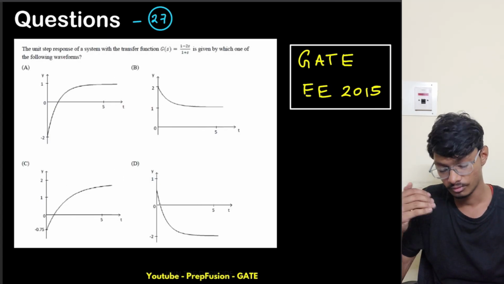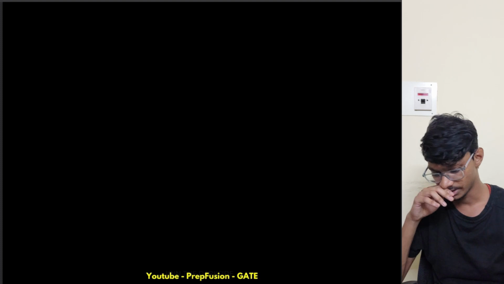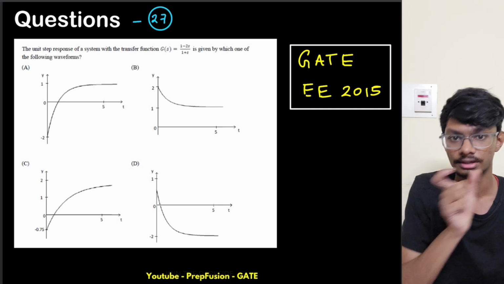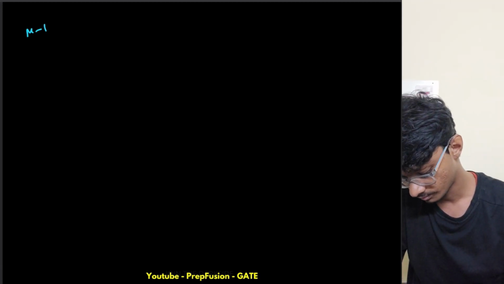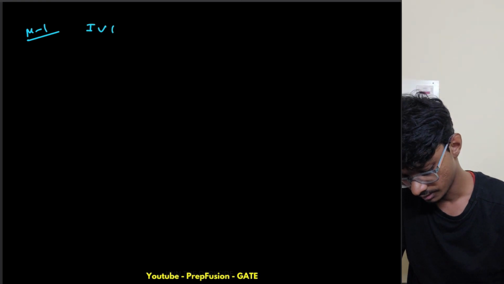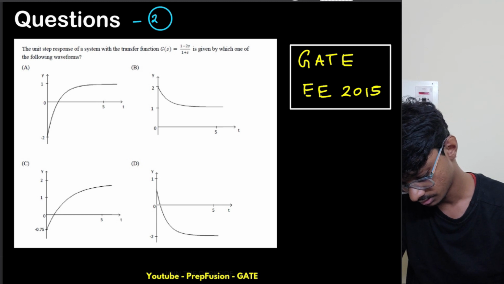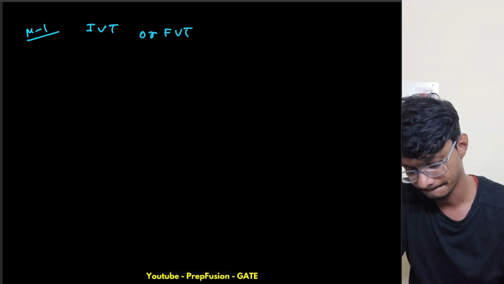So we have to find the unit response, right? We can solve this using two methods. The first method is simply that the transfer function is given, multiply that with 1 by s, and get the output y of s, then do the Laplace inverse. Or the other thing, apply initial value and final value theorem. So method 1 is initial value theorem or final value theorem. Okay, this is question 28 actually.